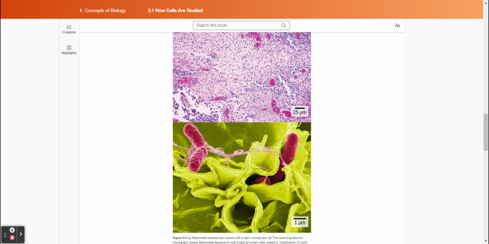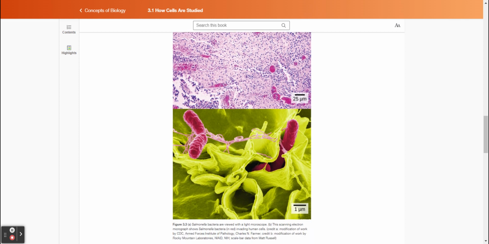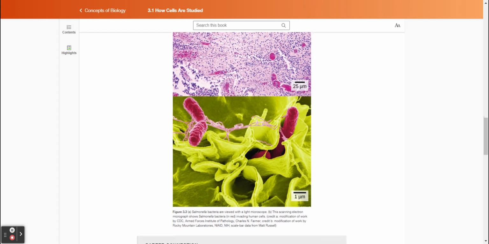Figure 3.3. The top image shows Salmonella bacteria viewed with a light microscope. The lower image, this scanning electron micrograph, shows Salmonella bacteria in red invading human cells.